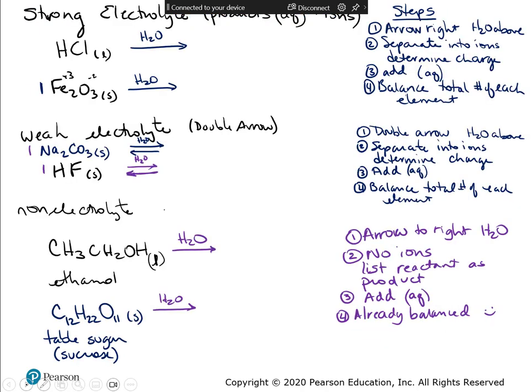So let's practice a couple of them. So the first 2, strong electrolytes. Second 2, weak electrolytes. Last 2, non-electrolytes. So see if you can finish these. Follow the steps.